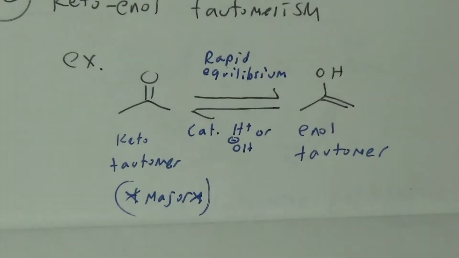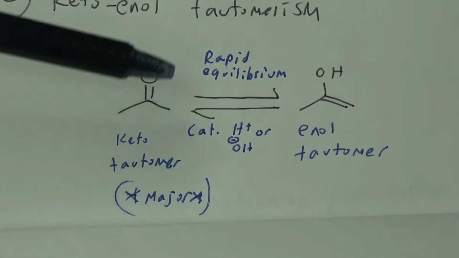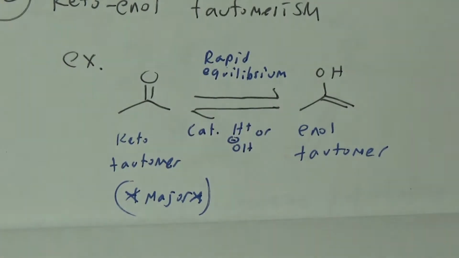you can envision the two tautomeric forms, the keto tautomer and the enol tautomer, and they're in a rapid equilibrium between the two forms, catalyzed by acid or base. They're not resonance structures, right? Because you're actually rearranging the connectivity a bit.